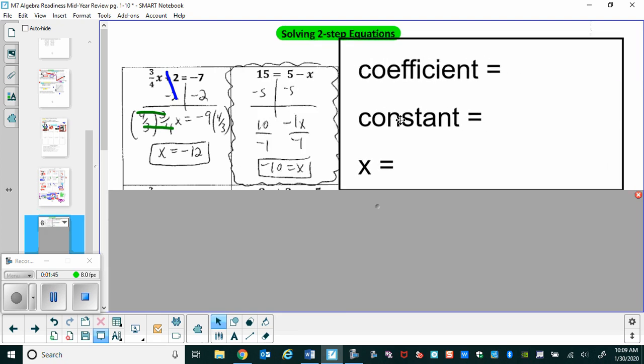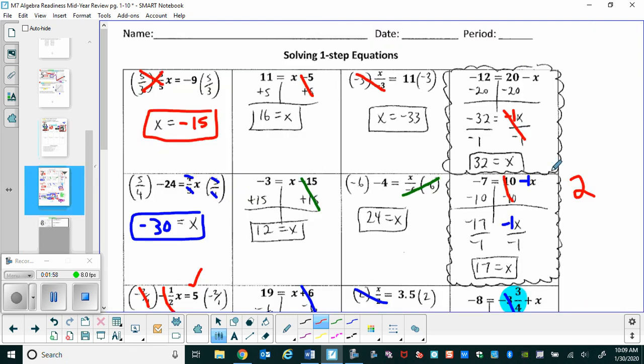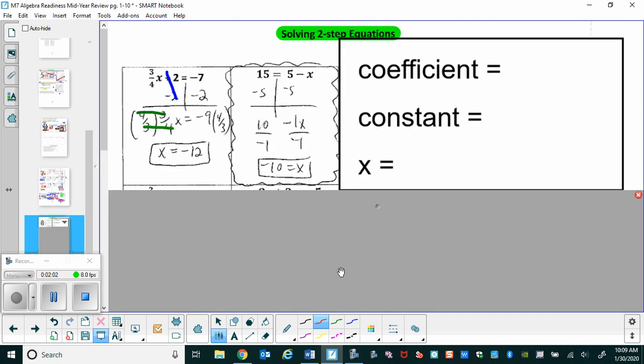So in this problem, we have 15 equals 5 minus x. Now this might look like a one-step, but it's one of those special two steps. It's squiggled kind of like you already saw on the previous page. We had these two that were special two-step equations. And so here, because the coefficient is this -1 and our constant is the 5, we're going to start by getting rid of the 5 on both sides.